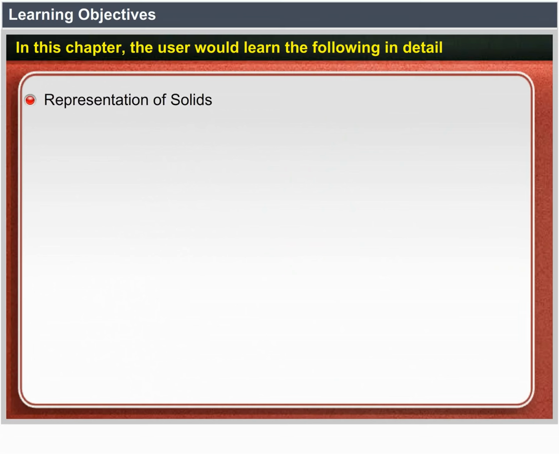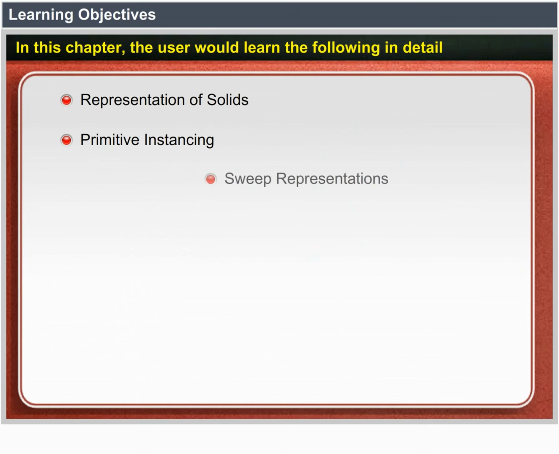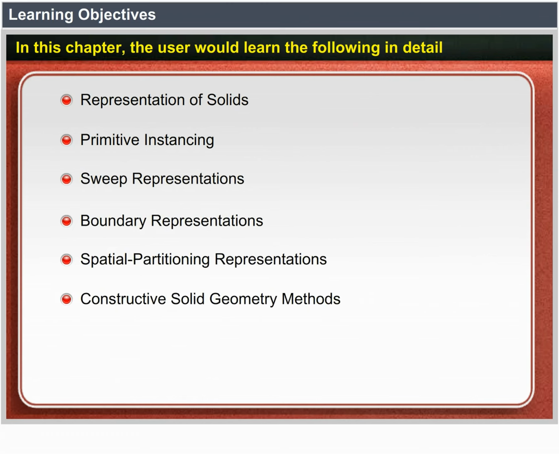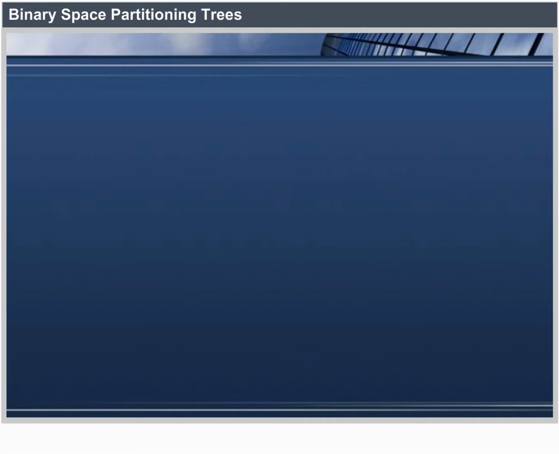Learning objectives. In this chapter, the user will learn the following in detail. Representation of solids, primitive instancing, sweep representations, boundary representations, spatial partitioning representations, constructive solid geometry methods, octrees, binary space partitioning trees.